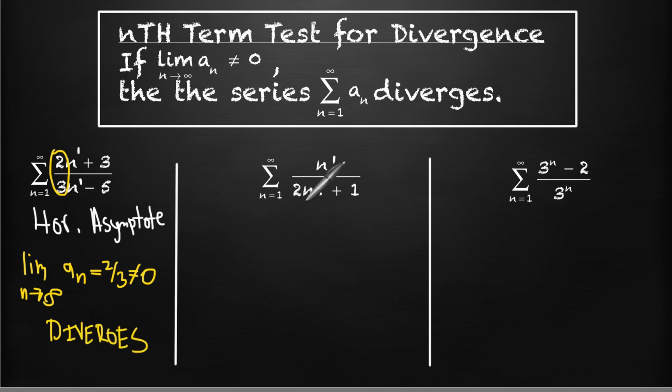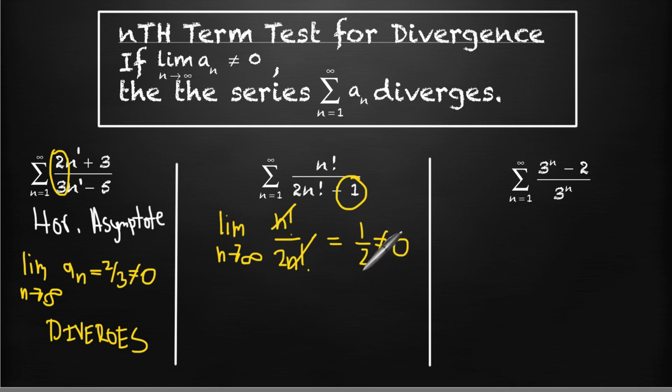All right, the second one, n factorial over 2n plus 1 factorial. Well, once again, we're going to take the limit as n approaches infinity of a sub n. And when you do, this 1 is negligible. All right, so then essentially what you have is n factorial over 2n factorial. And so these are going to cancel, and you end up with 1/2. 1/2 is not equal to 0, so therefore this series diverges.